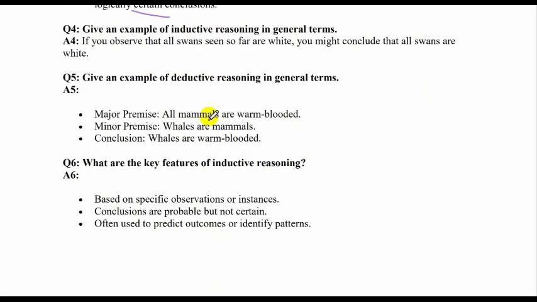Question 4. Give an example of inductive reasoning in general terms. If you observe that all swans seen so far are white, you might conclude that all swans are white. So this is inductive reasoning because this is by way of observation. It is probabilistic. There is a probability that there could be a swan which is not white. Question 5. Give an example of deductive reasoning in general terms. Major premise, all mammals are warm-blooded. Minor premise, whales are mammals, therefore whales are warm-blooded. This is an example of deductive reasoning.